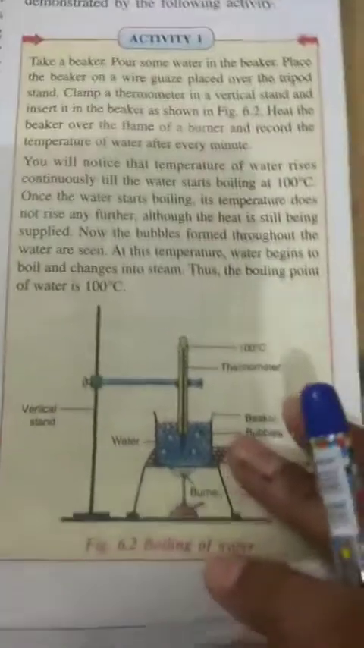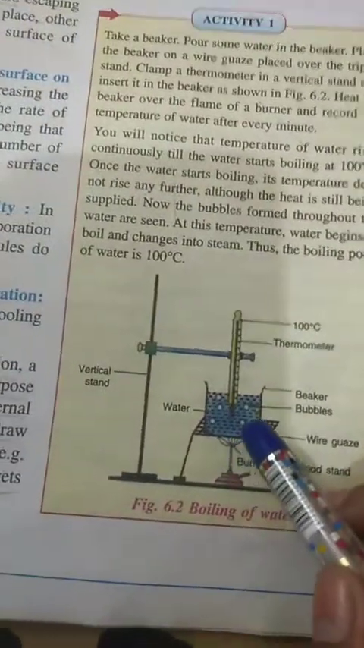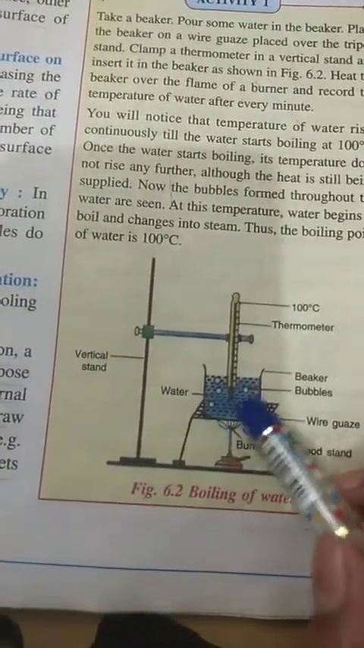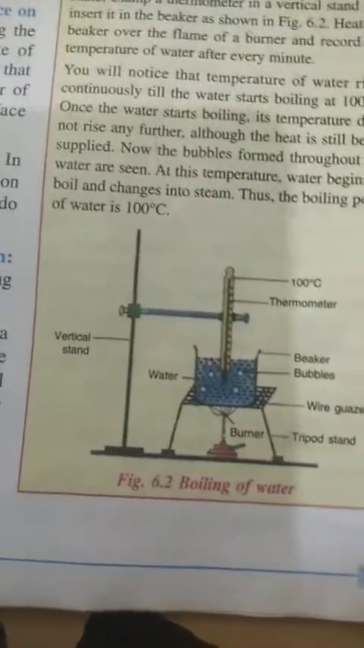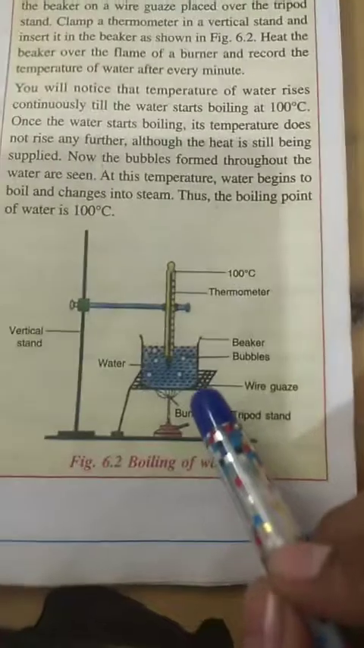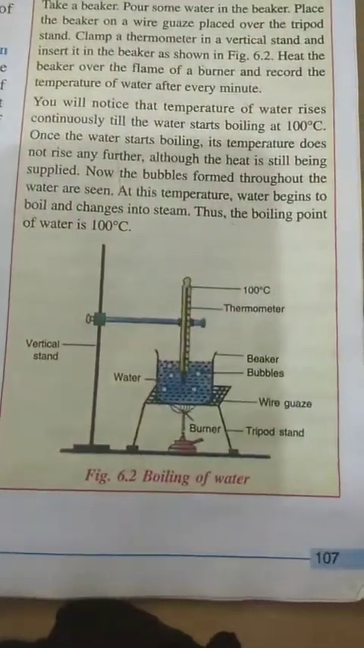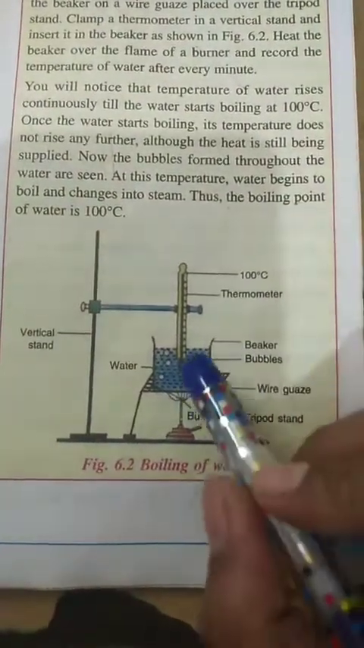Now what we can see is that as soon as we supply heat, there is a motion in the water, and this motion changes to kinetic energy, and we see bubbles, faster moving bubbles moving upward, and these bubbles show that the water has started boiling at 100 degrees Celsius.